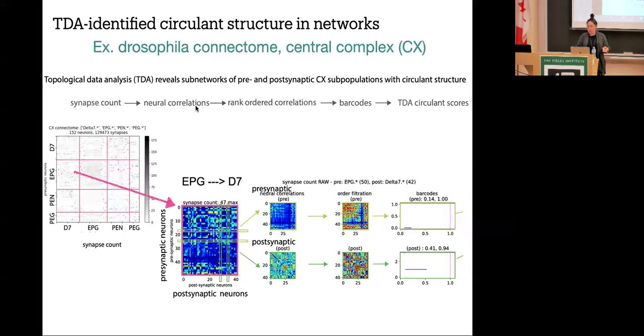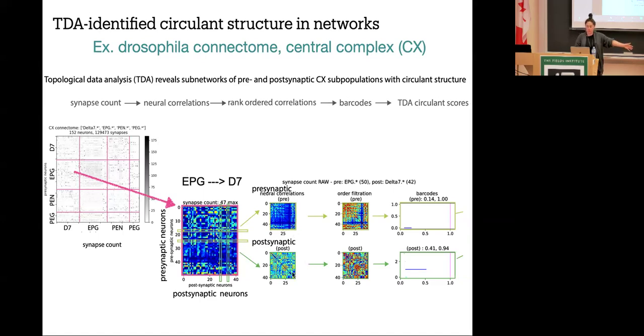We're then going to take the neural correlations and do our TDA pipeline, get barcodes, and get some scores for circulant structure. But we're going to do this in two ways. From this subnetwork here, the EPGs to the delta 7s, for instance, we're going to compute neural correlations from the rows, looking at the similarity of the rows. We're just going to do a dot product because this is non-negative data. It's 0 if there are no synapses from me to a neuron and a positive synapse count otherwise. So the dot product between the rows gives us a correlation matrix between the presynaptic neurons, in this case EPG neurons.